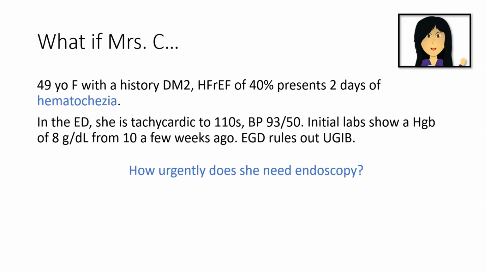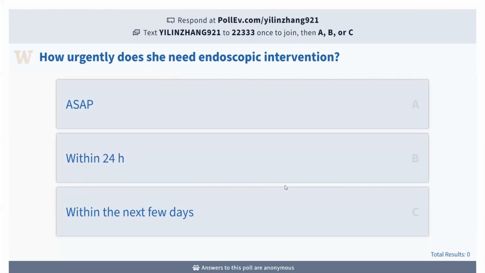Now, what if Mrs. C came in with hematochezia? She came in with the same vitals, same 2-point drop in her hemoglobin. She gets an EGD, which ruled out upper GI bleed. How urgently does she need a colonoscopy? What do you guys think? ASAP, within 24 hours, or within the next few days?